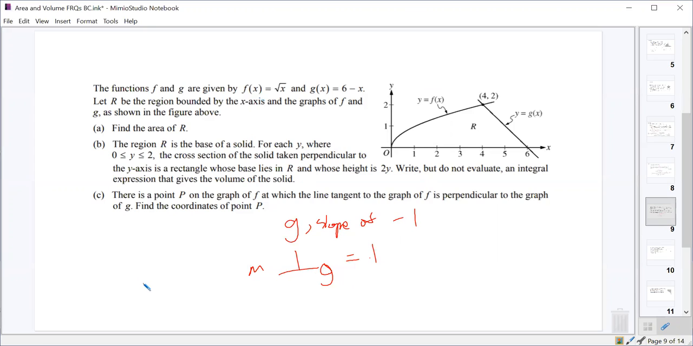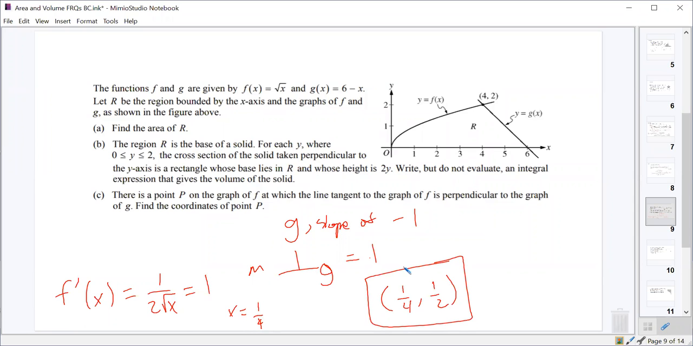The slope of the tangent line to F is F prime. F prime of x equals 1/(2 root x). We just need to set that equal to 1 and solve for x. If we multiply by root x and then square it, we should get x equals 1/4. It wants the coordinates, so if x is 1/4, the square root of 1/4 is 1/2. That's all it was. Everybody good there? Yep.